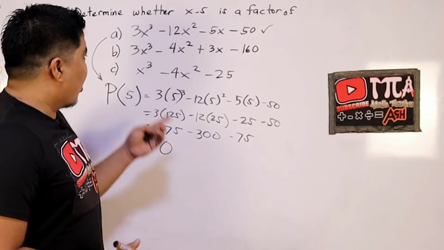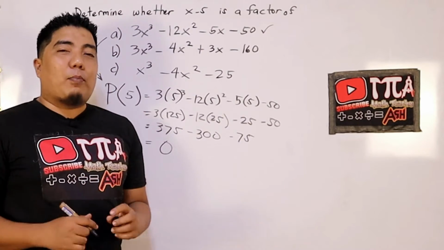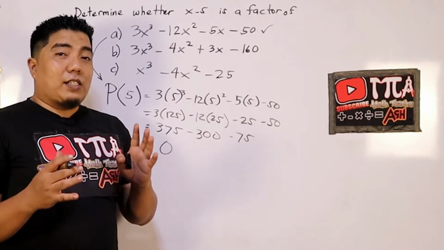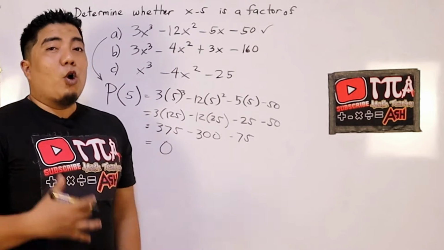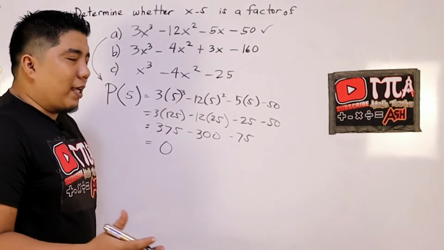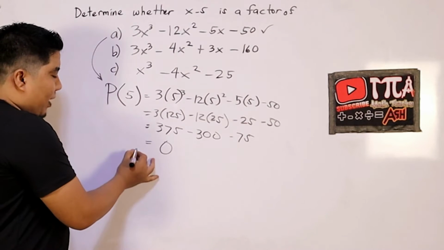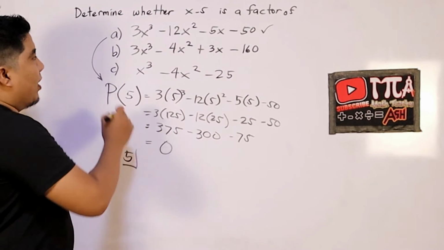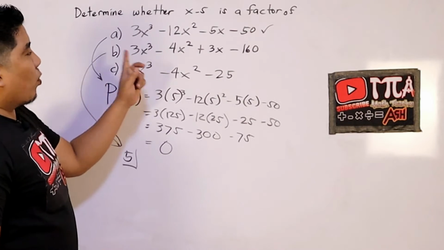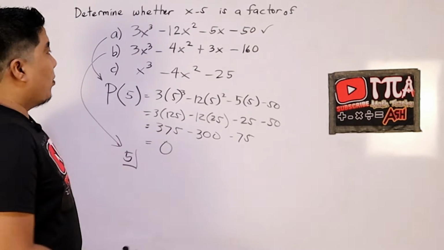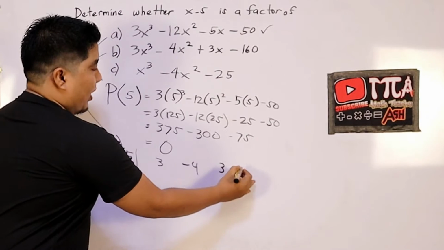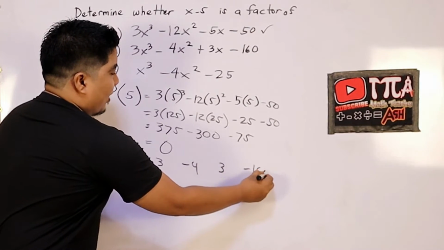Alright. Now, let's consider our second polynomial. Another way to validate whether this given divisor is a factor of the given polynomial, we can also use synthetic division. Okay, how do we do that? Since we already established that our r is 5, then we have 5 here. Now we will be trying to solve for this one. And then, we will get the coefficients of the given polynomial. We have 3, negative 4, positive 3, and negative 160.